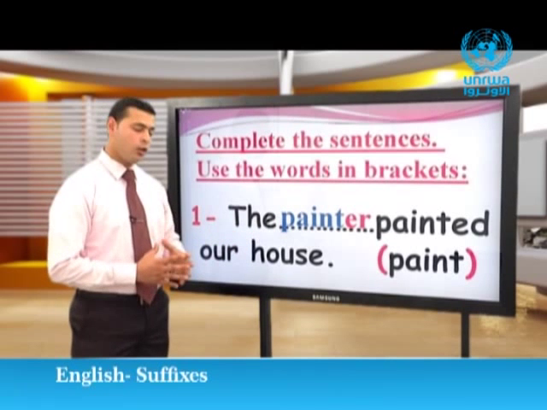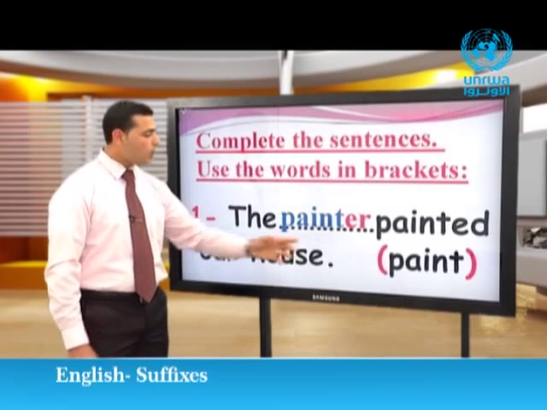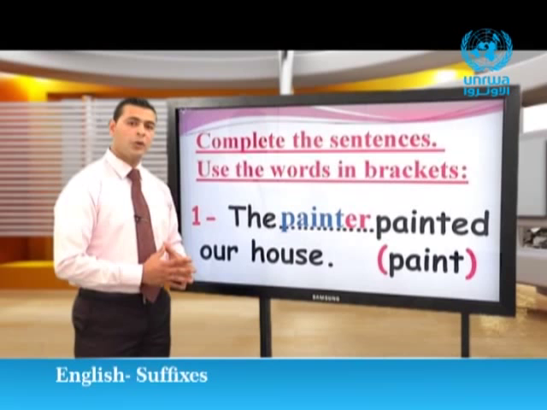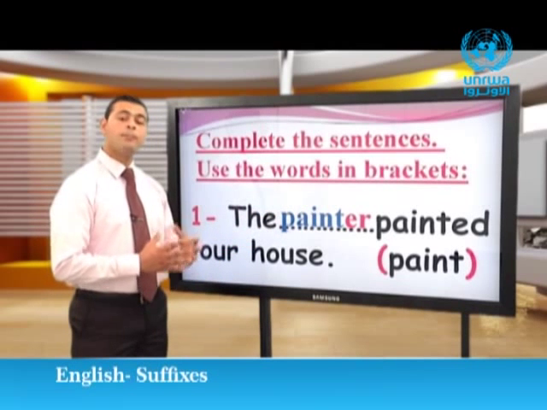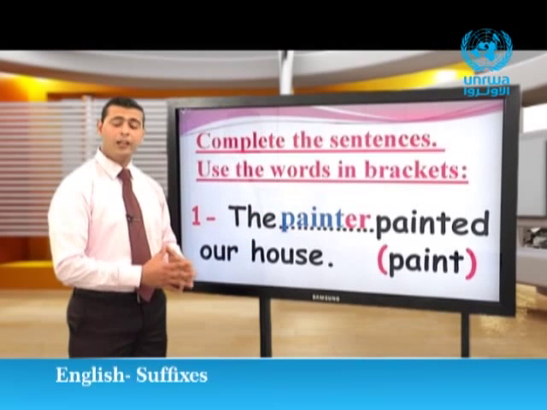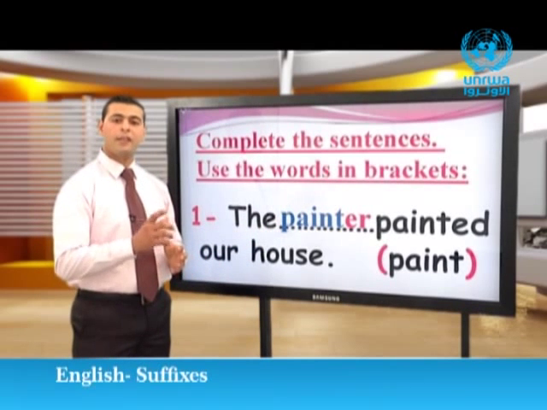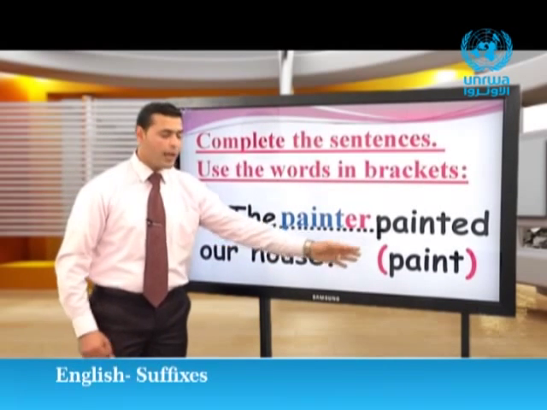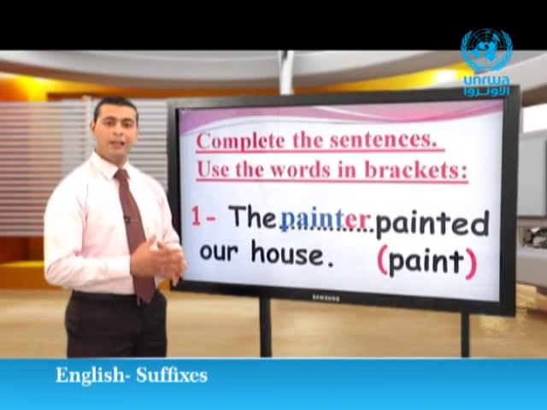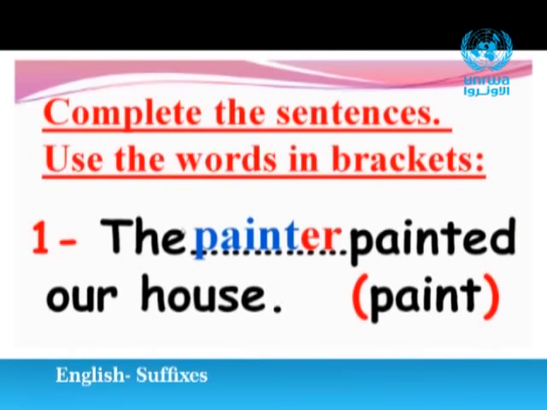What have we done here? We added the suffix er to this word in order to have another word which is painter, and we referred to the doer of the action by adding the er. استخدمنا السفكس er في نهاية كلمة paint لتدل على اسم الفاعل من يدهن أصبحت دهان.